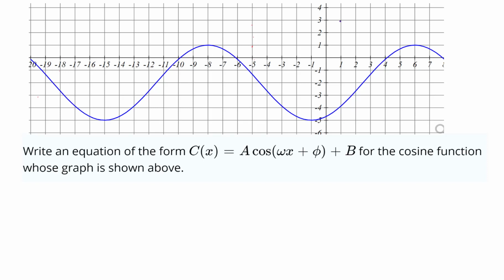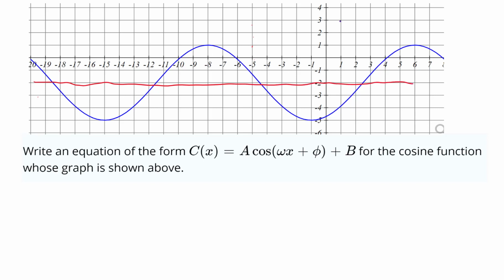So here we're given the graph of a trig function and we want to write the equation, and it looks like we want to write it using a cosine. So the first thing we want to do is figure out where the baseline is, figure out a line through the middle of the graph that it's oscillating about.